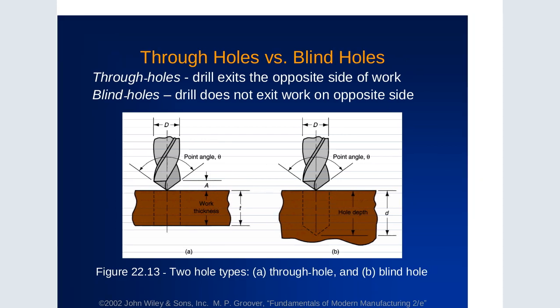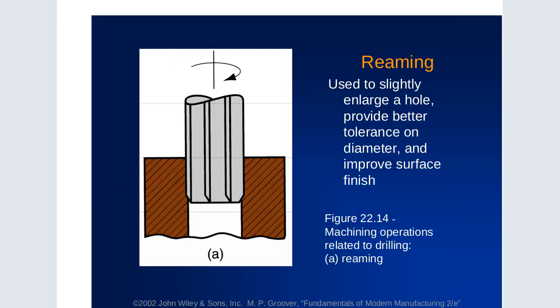So the two types of hole, that is the through hole for one, and then the blind hole, you can see the blind hole. It does not go through. That means that in a blind hole, you drill a hole, but it does not go through the surface. But in the through hole, the hole goes down up to the end of that material.